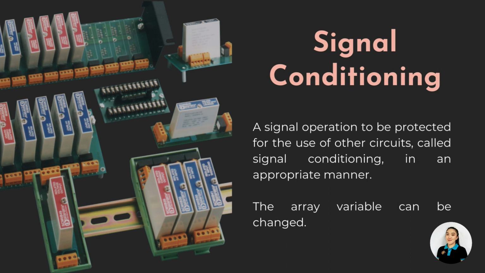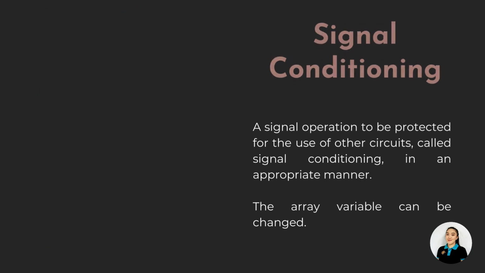Next is signal conditioning, a signal operation to be protected for the use of other circuits called signal conditioning in an appropriate manner. The array variable can be changed. So, ang signal conditioning kay manipulation ni siya of an analog signal in such way that it meets the requirements of the next stage para sa further process. So, kanang important ba ni siya, required ba ni siya? Yes, it is required now because ang signal conditioners kay it protect personnel and equipment from the dangerous voltage.